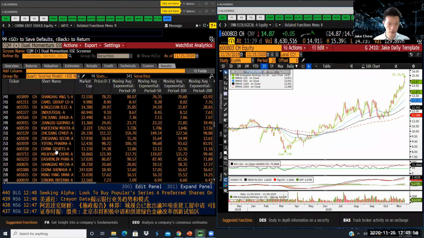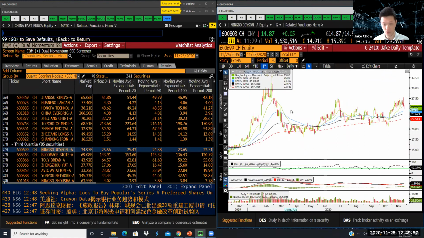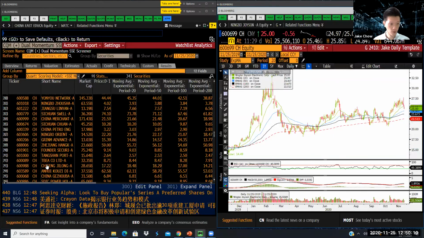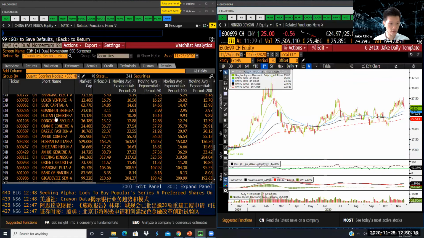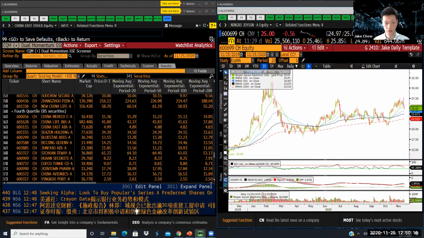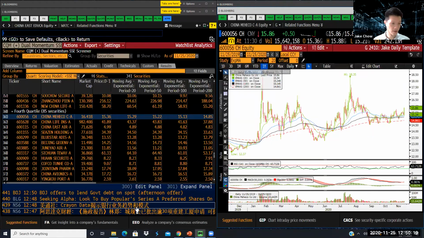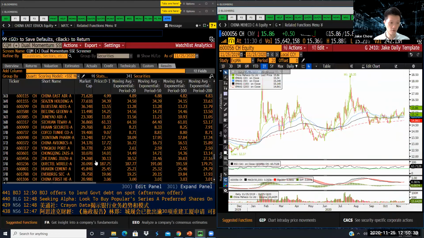right? So there are plenty of choices, a lot of ideas, a lot of names to trade in the Chinese market. You see the name in the third quartile, first name Ningbo Joyson, right? These are typical signs of early stage movement, right? Of course, we look at the first name in the fourth quartile, right? I don't even know what the hell this stock is, China Miheco, right? But it is displaying positive momentum. So the screening model generates and throws out a lot of ideas for traders.